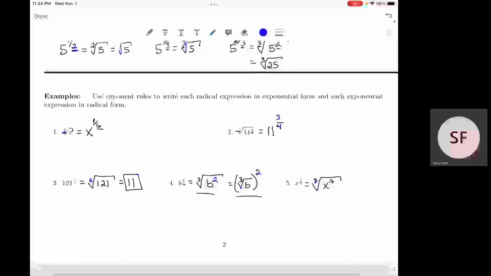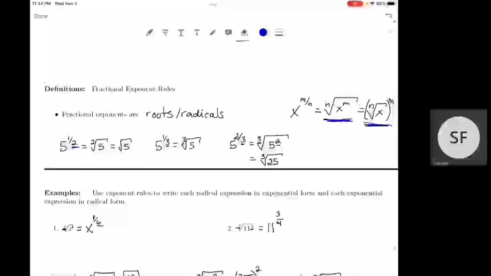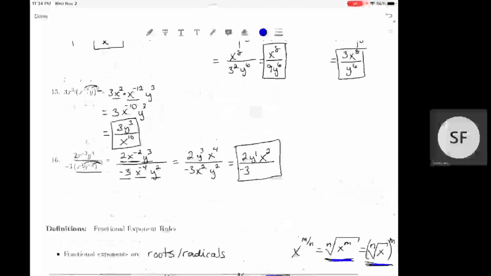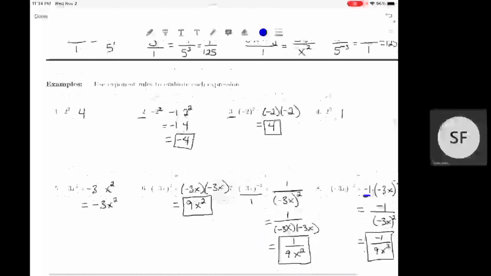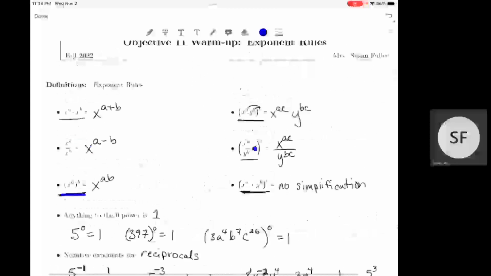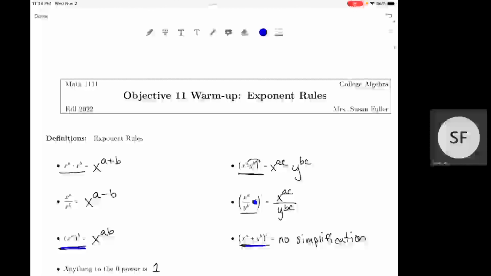All right, those are our exponent rules. Hopefully this will help you on your homework 11 warm-up. Again, this is going to be an extra credit assignment. And let me know if you have any questions as you work on this.